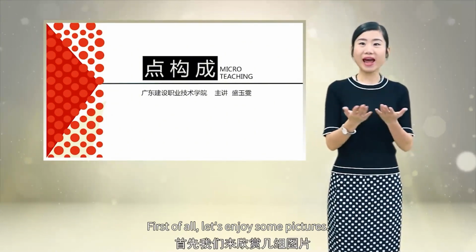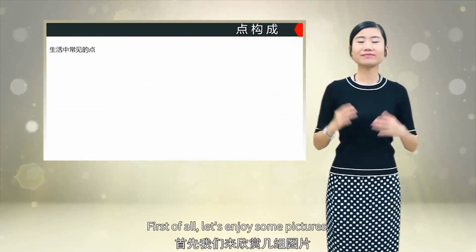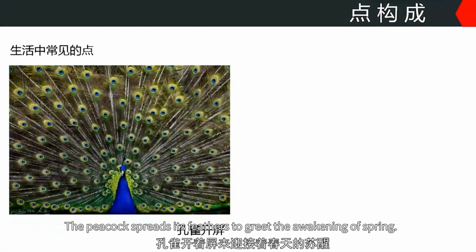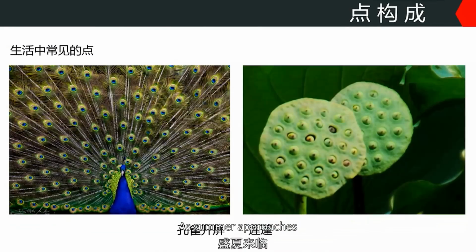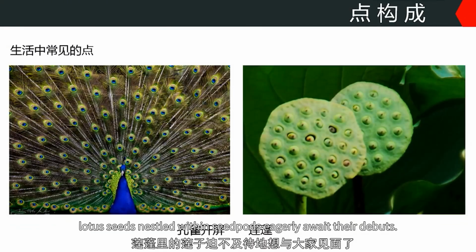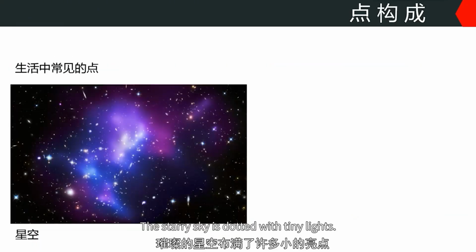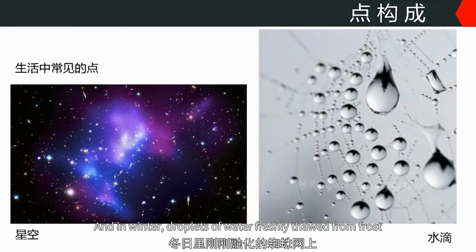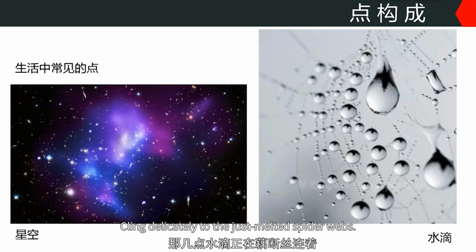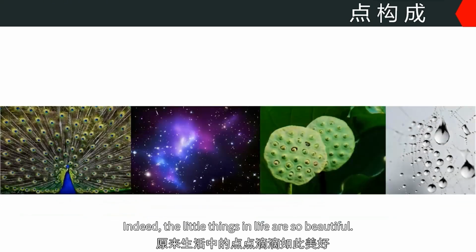First of all, let's enjoy some pictures. The peacock spreads its feathers to greet the awakening of spring. As summer approaches, lotus seeds nestle within seedpods, eagerly awaiting their debuts. On a late autumn night, the starry sky is dotted with tiny lights. And in winter, droplets of water freshly thrown from frost cling delicately to the just melted spider webs. Indeed, the little things in life are so beautiful.